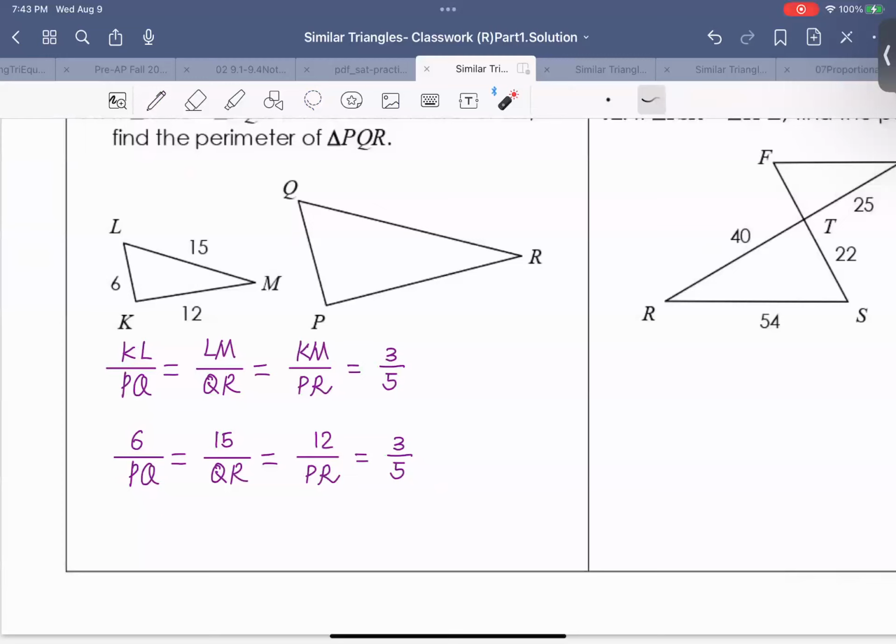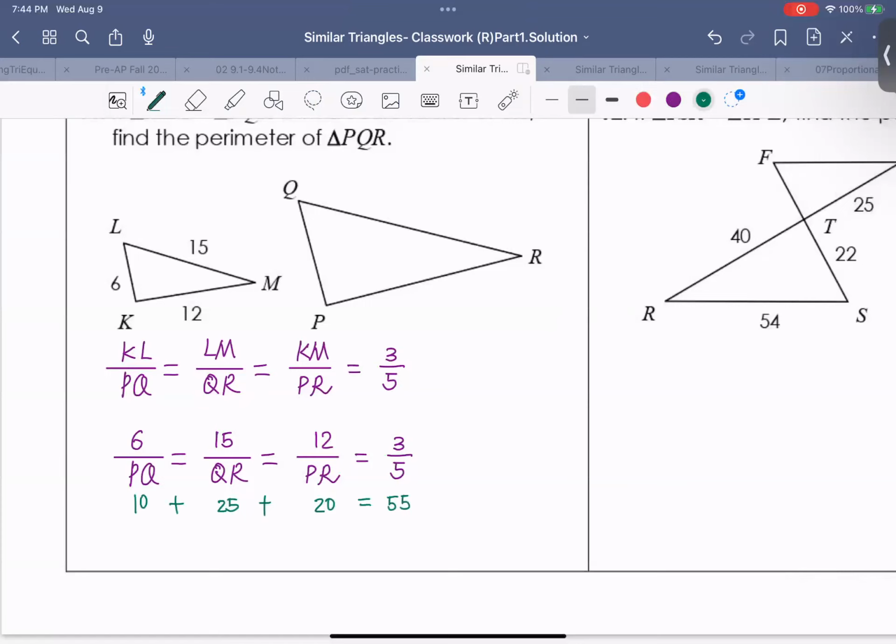Let's do a quick way of doing this. If this side times 4 equals 12, then PR should be 20. So this is 5 times 4, which is 20. And then for QR, it's 3 times 5, which is 25. Yes, good job. And then the next one, 10. Very good. And then you add all of them together, which will be 55. Good.